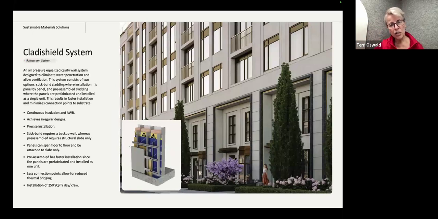In our Cloudy Shield system, it's very simple. It is a rain screen application that is fully adjustable. You can get insulation behind. It's continuous insulation and air water barrier. You can achieve irregular designs. You can have pre-panel, pre-assembled panels. It is a precise installation. There's a lot of different design elements we can achieve.